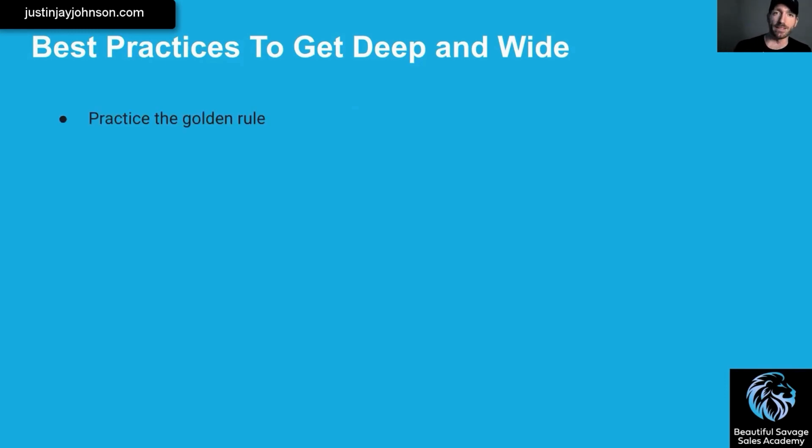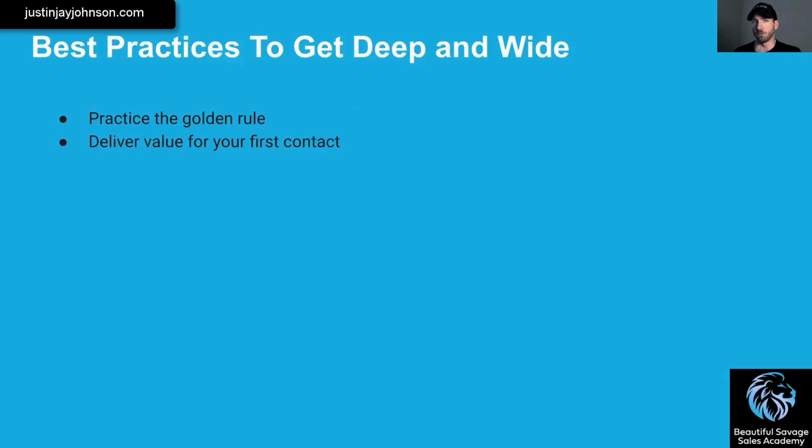So number 1, practice the golden rule. If you don't know what the golden rule is, treat others how you wish to be treated. Do not try to look past somebody who's your initial contact, just try to get to power. All you're going to do is rub them the wrong way. Be grateful for them. So treat people how you would want to be treated, and you'd be very surprised how far that's going to go to help you get deeper and wide.